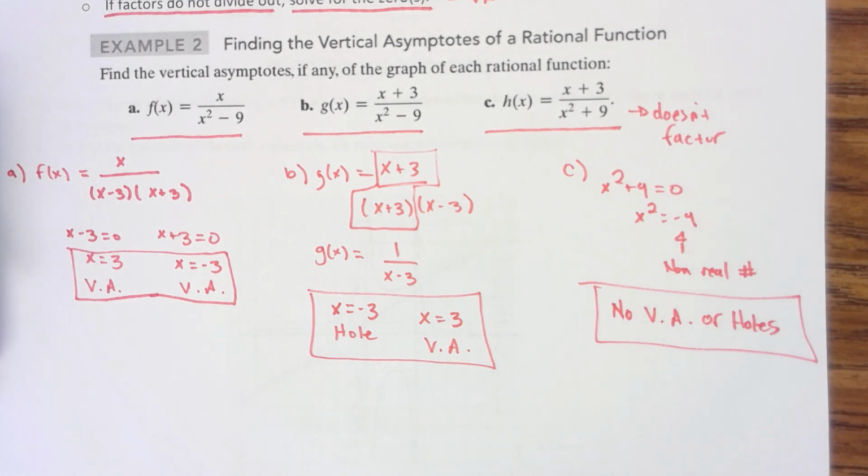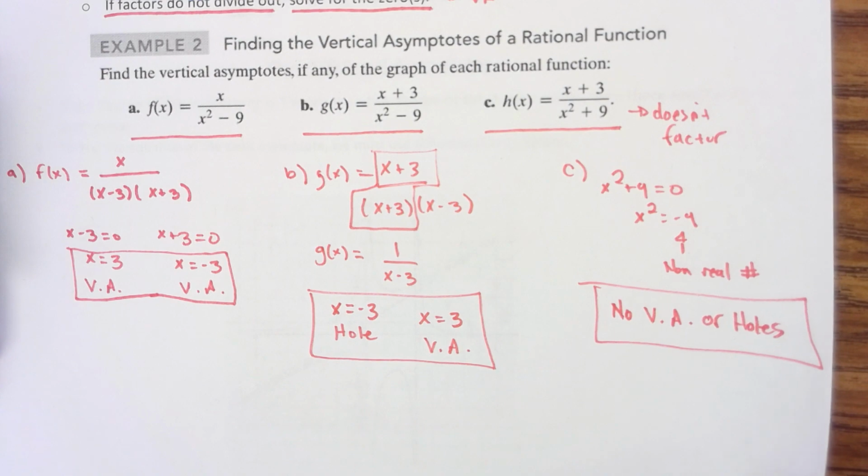In part C, x squared plus 9, that does not factor, right? There aren't any two numbers that multiply to positive 9 and add to 0. Thus, we would get a non-real number, kind of like what we saw in the R of x warm-up problem, where we don't need to exclude the imaginary numbers. We're only excluding the real numbers. So in this case, there is no vertical asymptote and no hole. Questions here before we move on?